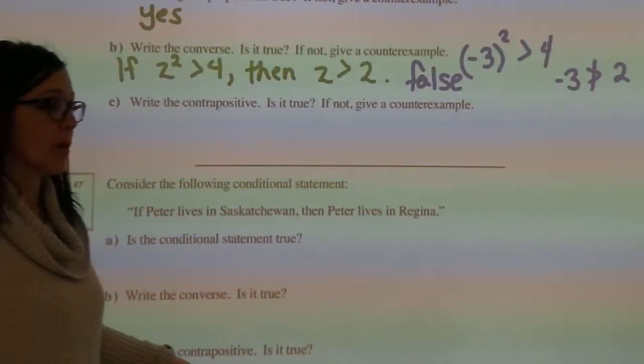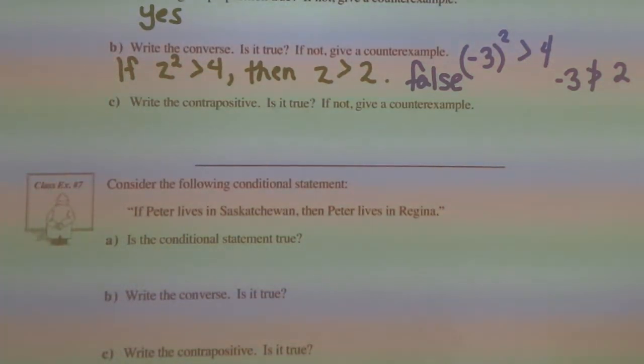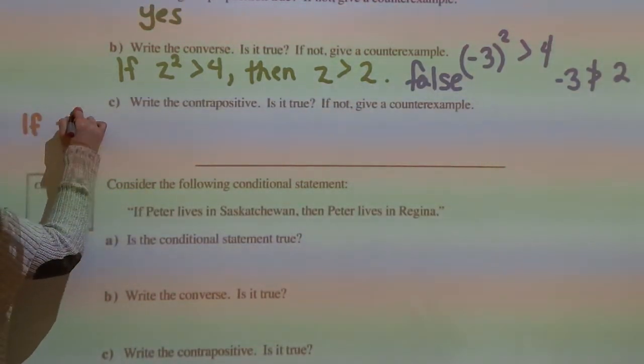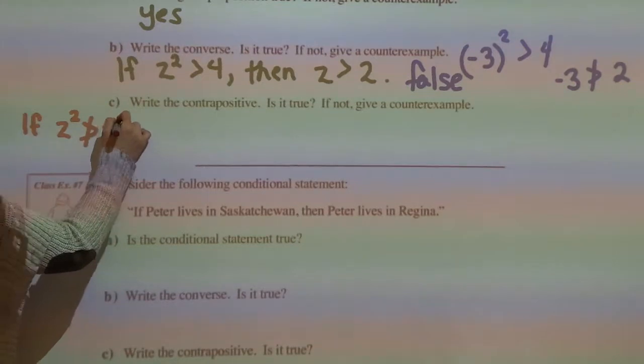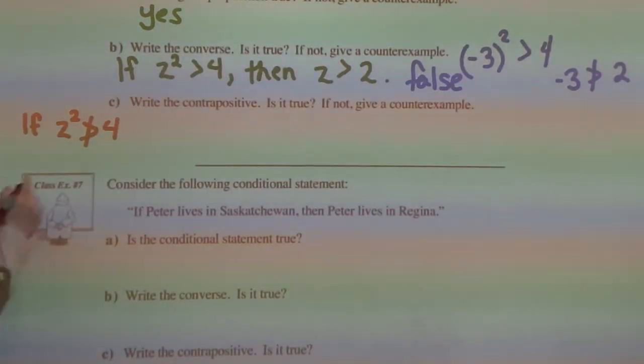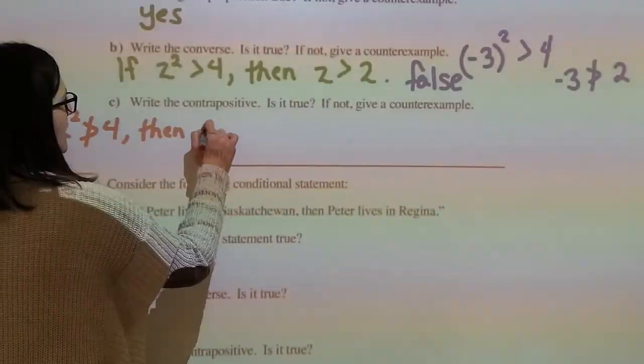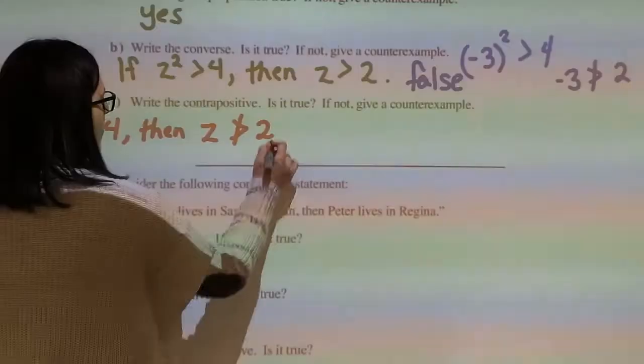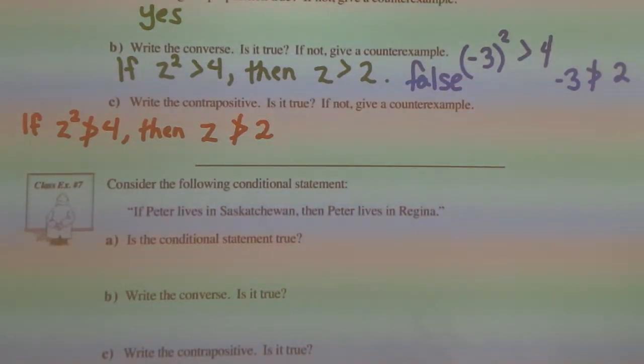Okay, so now let's write the contrapositive. The contrapositive puts negatives in it. So if z squared is not greater than 4, that's how I'd write not, then z is not greater than 2. So if z squared is not greater than 4, it means that it has to be what? Less than 4.